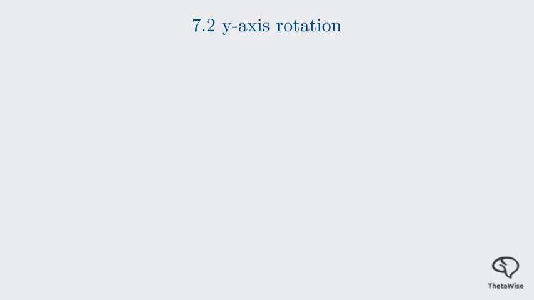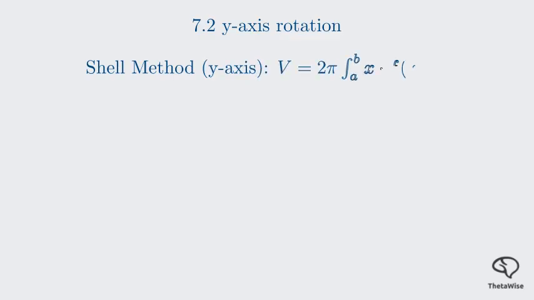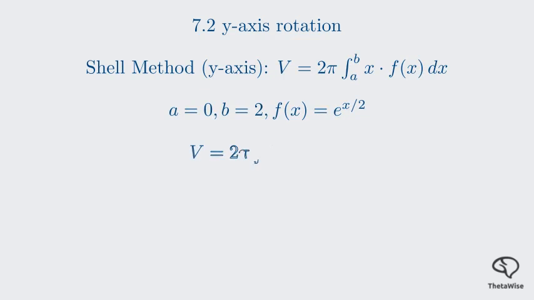We will integrate with respect to x from 0 to 2. The formula for the shell method about the y-axis is V equals 2 pi times the integral from a to b of x times f of x dx. In our case, a is 0, b is 2, and f of x is e to the x over 2. This gives us V equals 2 pi times the integral from 0 to 2 of x times e to the x over 2 dx. This integral requires a special technique called integration by parts.